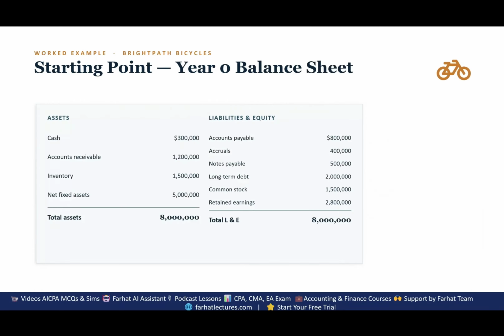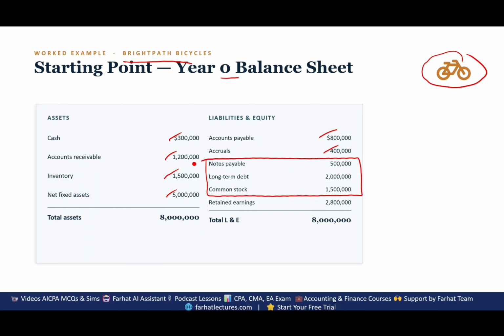So to start an example, we're going to look at BrightPath. They manufacture bicycles, and this is what their balance sheet at year 0, at the beginning of the year, looks like. They have cash of 300,000, accounts receivable, inventory, net fixed assets, accounts payable, accruals, notes payable, long-term debt, and common stock. Those we will hold constant. The other accounts, we are going to say, will change with sales.